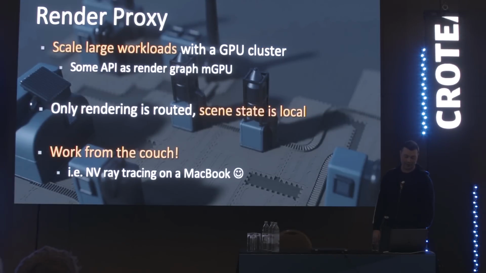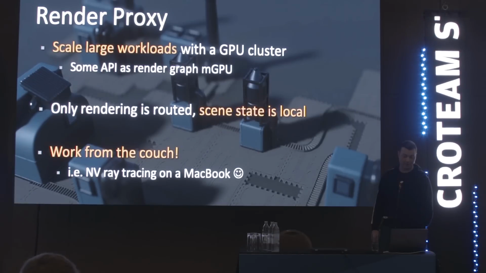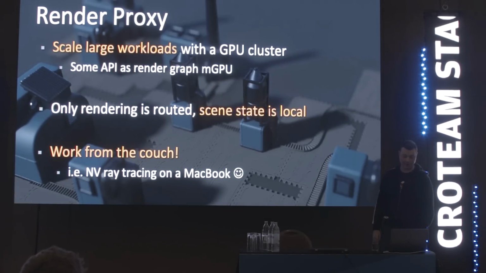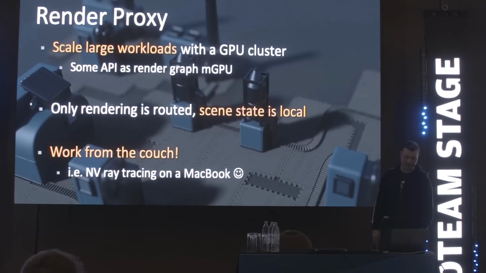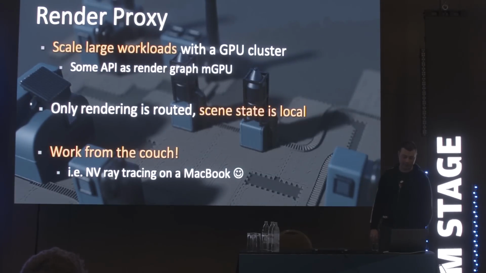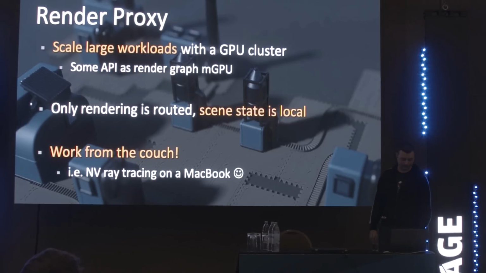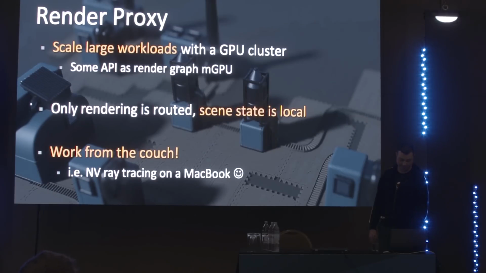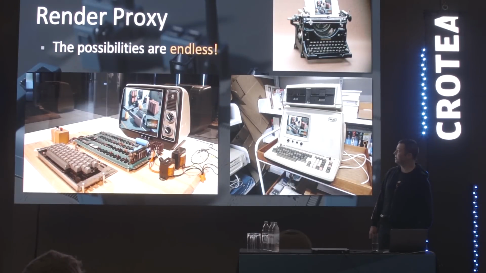Render Proxy allows us to scale large workloads with a GPU cluster. Render graph passes that support mGPU can automatically scale to the cluster without any additional code, which is a really powerful design. Another interesting property is that only the rendering is routed, the scene state is local. This means that the rendering is based on the actual local version of code and data, which allows for fast iteration and development. This lets us work from the couch, such as using NVIDIA ray tracing with a Turing GPU on a MacBook. With our Render Proxy architecture, the possibilities are truly endless.